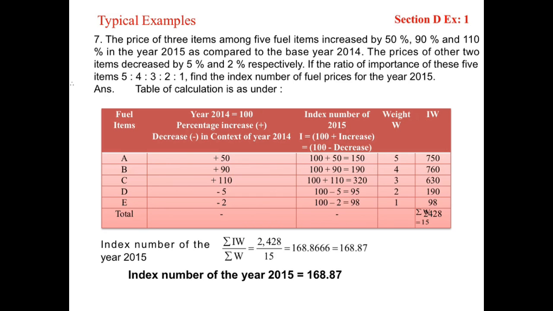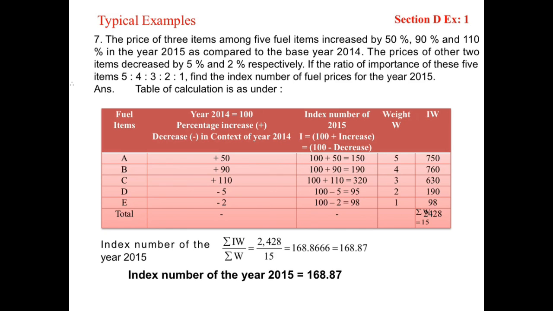Question number 7, section D of exercise 1. The price of 3 items among the 5 fuel items increased by 50, 90 and 110% in the year 2015 as compared to the base year 2014. The price of other 2 items decreased by 5% and 2% respectively. If the ratio of importance of these 5 items is 5 is to 4 is to 3 is to 2 is to 1, then find the index number of the fuel prices for the year 2015.